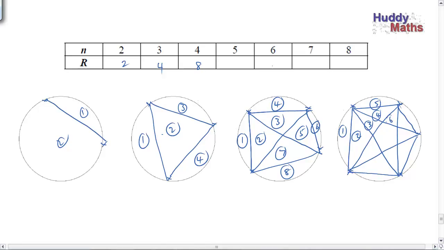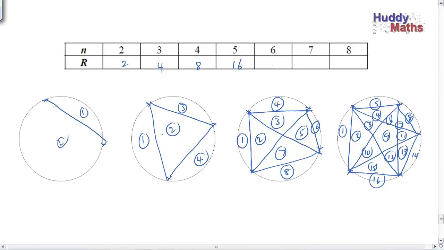1, 2, 3, 4, 5, 6, 7, 8, 9, getting hard, 10, 11, 12, 13, 14, 15, 16. This is getting hard. I want to bail out of this. Too hard, mate. Can we see a pattern?